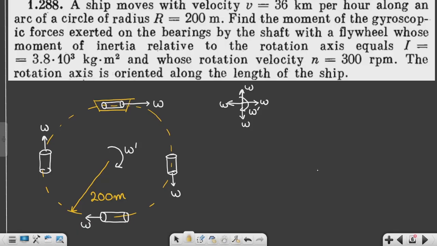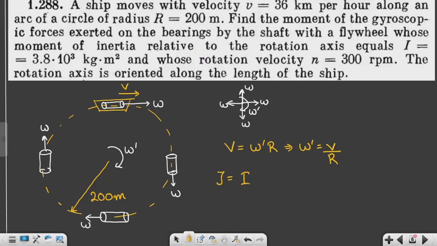Now the question becomes fairly simple. If the ship is moving with velocity v, v is nothing but omega dash into r. Or omega dash is equal to v by r. Now what do I need to find out? Find the moment of gyroscopic forces. Moment of gyroscopic forces, that means torque.